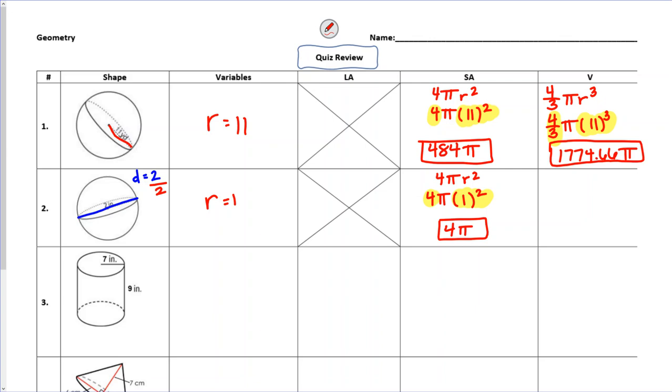Now remember, as you're watching this video, if it is going too fast, make sure that you pause it and try these on your own. And then you can hit play and check to make sure you got the answer correct. You can also rewind it if it's going too fast.